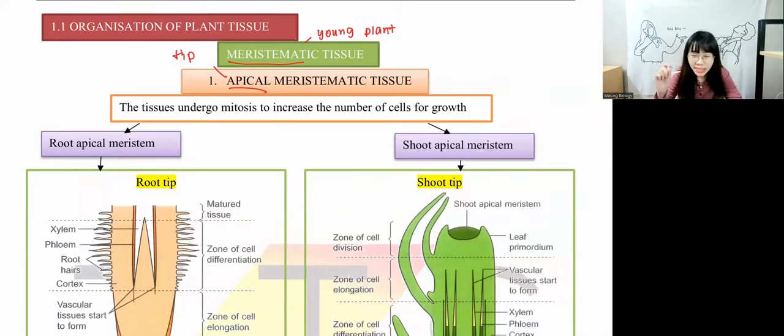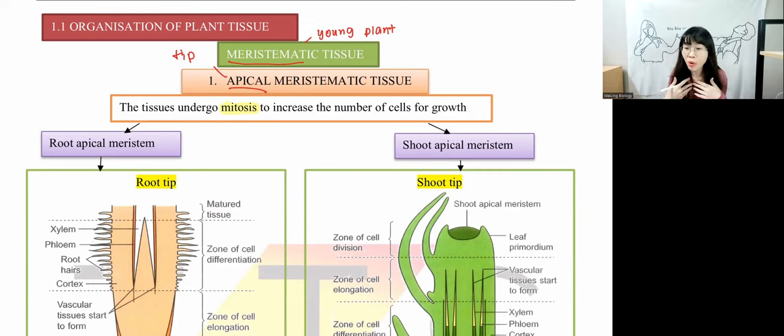Apical meristem, since they are young plant cells, in order for them to grow, they have to carry out a process called mitosis. What does mitosis mean? Mitosis means one cell will produce two cells, then four, then eight. When the cells are produced, they will be genetically identical. What does genetically identical mean? It means exactly the same.